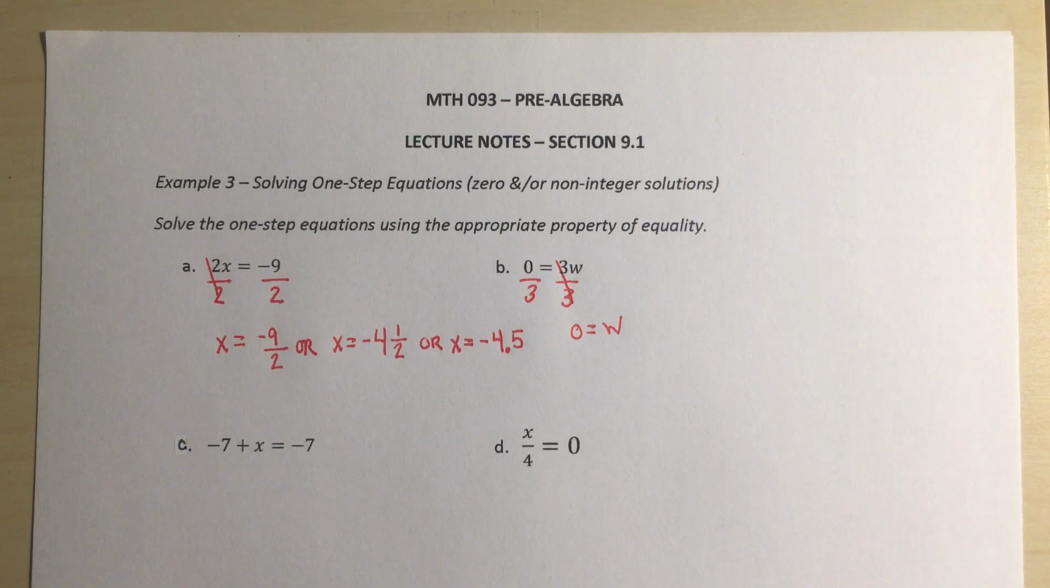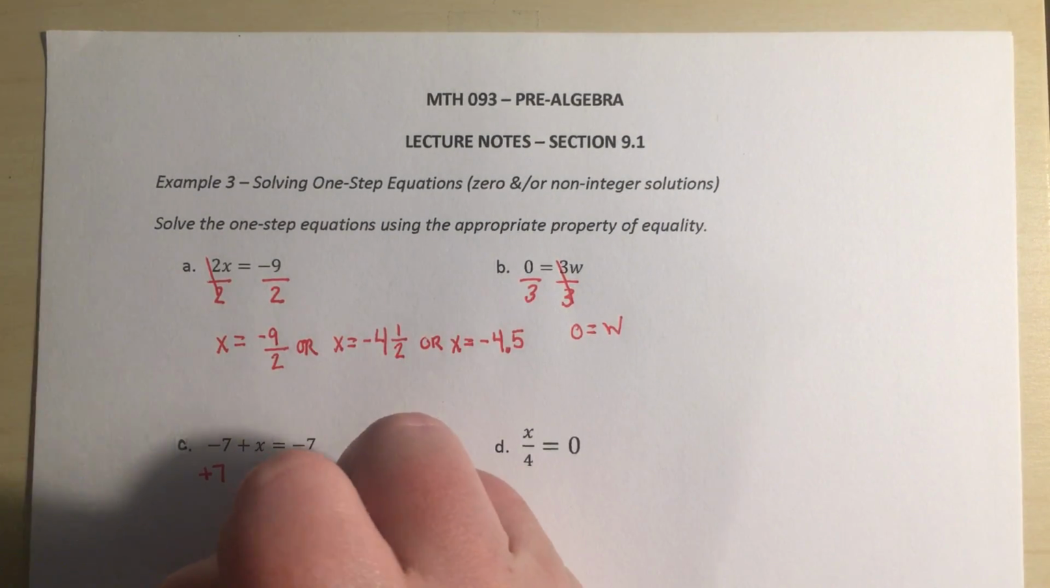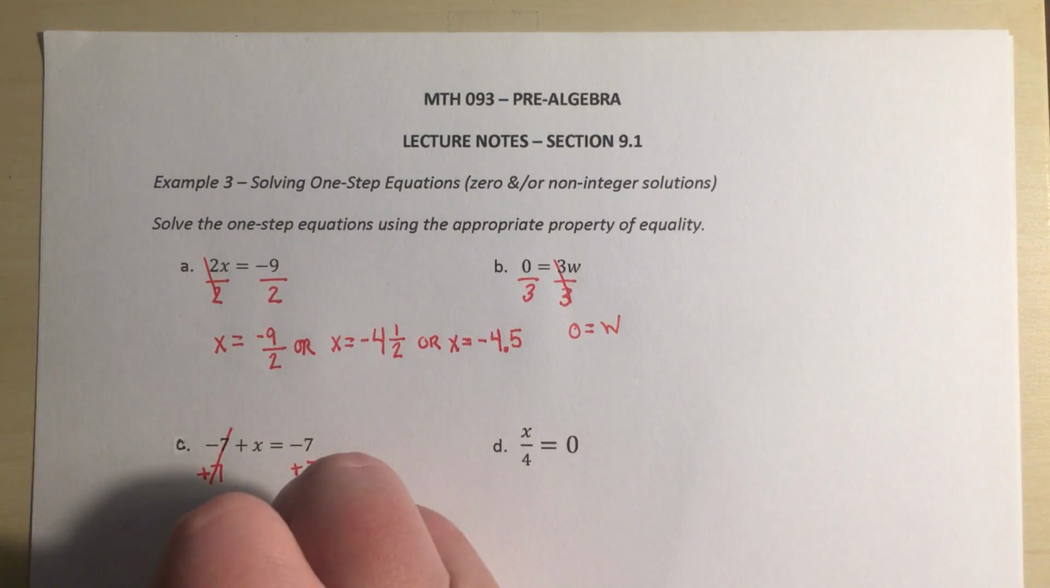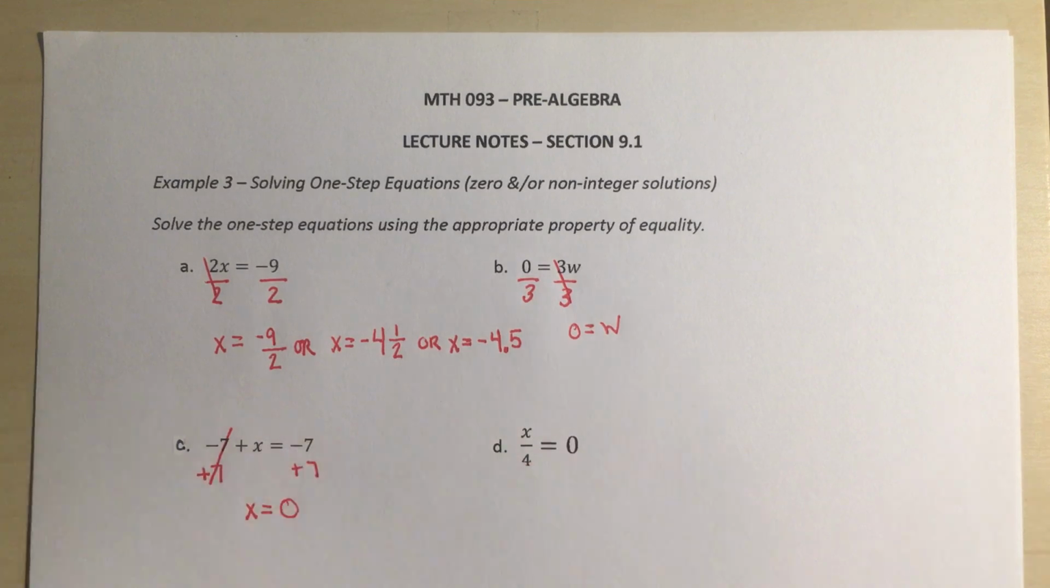All right, for C, we have negative 7 plus x equals negative 7. We want to get rid of this negative 7 by adding 7. These cancel on this side. We're just left with x. Negative 7 plus 7 gives us 0. So we get x equals 0 as a solution to this equation.